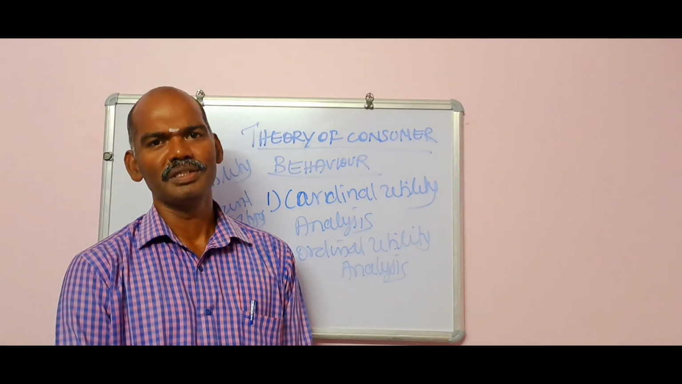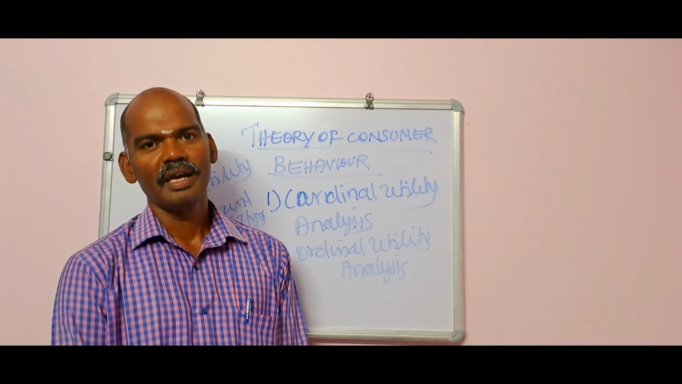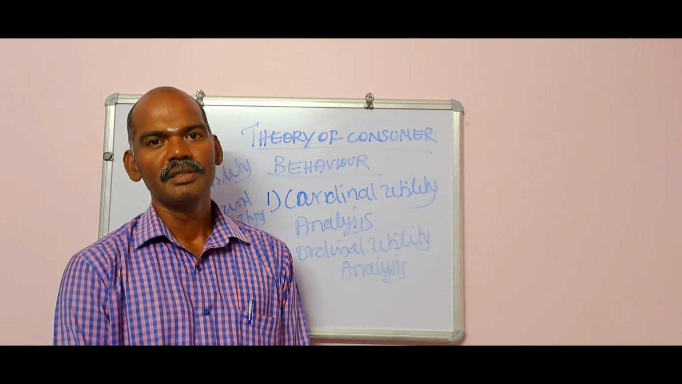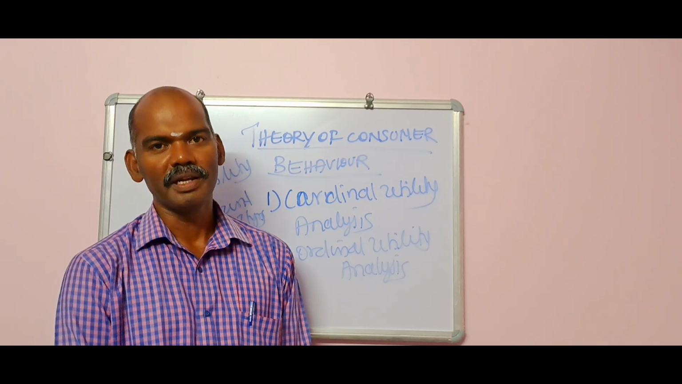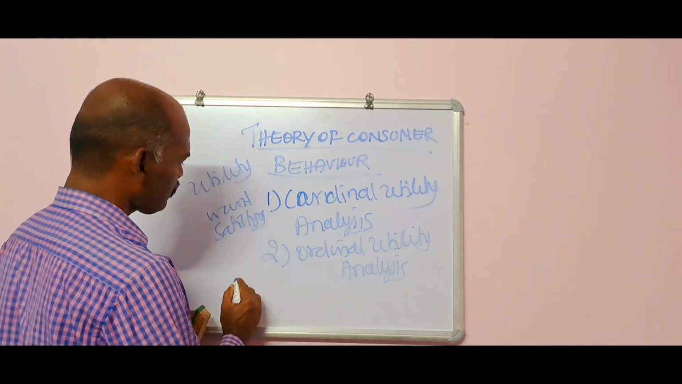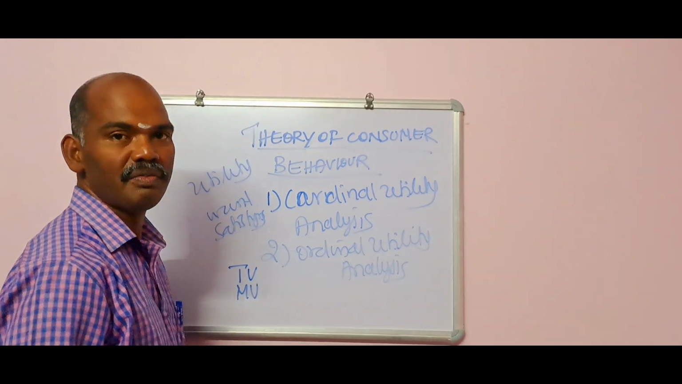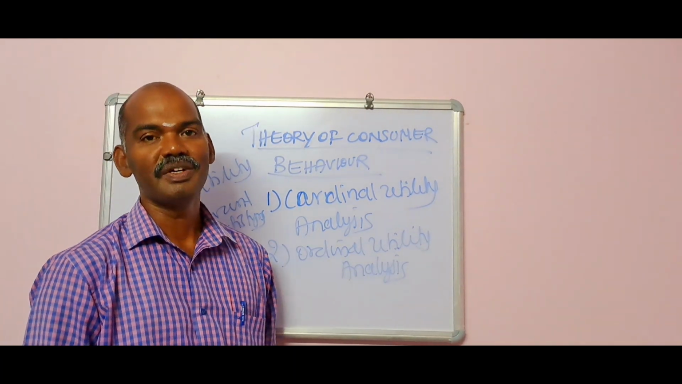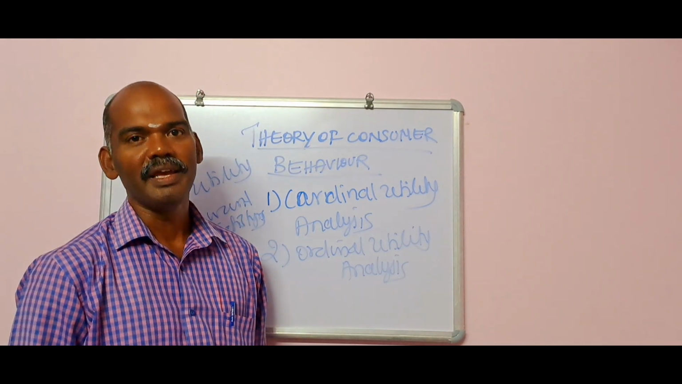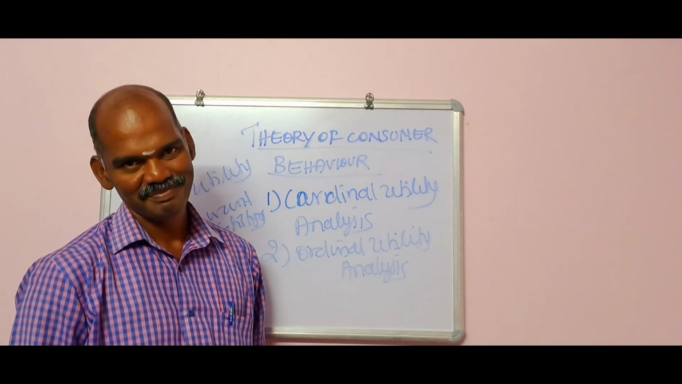We have two more utility related concepts for our discussion here. I will wrap up this presentation by explaining these two concepts in a very brief manner. They are total utility and marginal utility. What is total utility? It is the total amount of satisfaction a person is having by consuming a certain fixed number of goods.